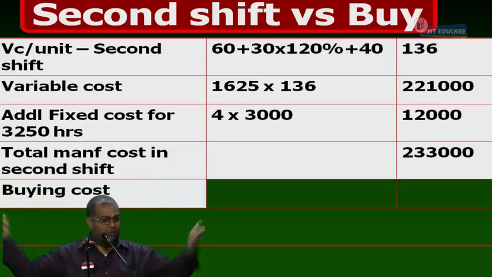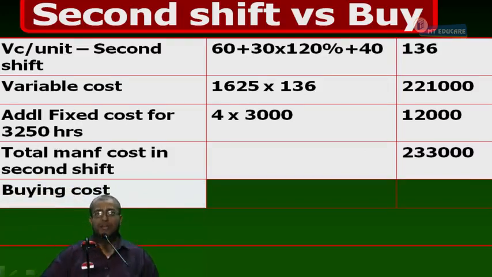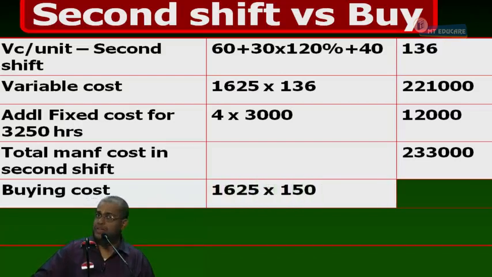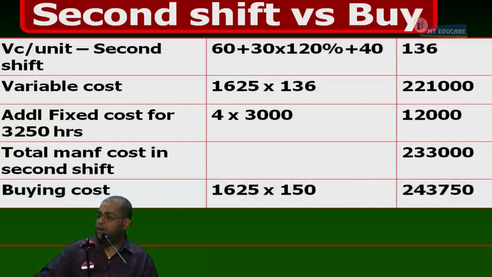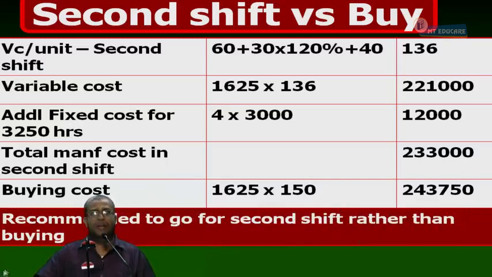Next is buying cost. If I don't go for the second shift, I'll go for buying. I am going to buy every unit at how many rupees? 150, into how many units? 1,625 units into 150. Tell me the number. 2,43,750. Which is cheaper, second shift or buying? Second shift. Write down: recommended to go for second shift rather than buying.